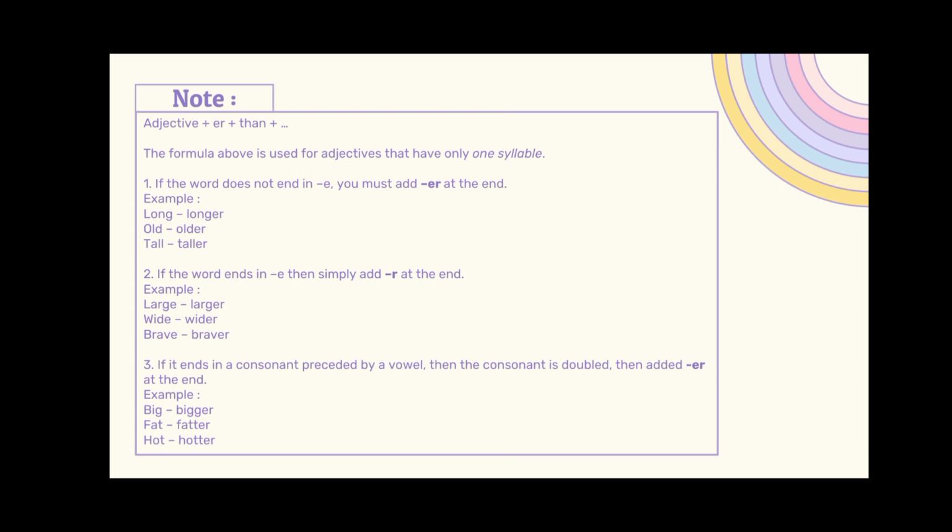2. If the word ends in e, then simply add r at the end. Example: large, larger, wide, wider, brave, braver. 3. If it ends in a consonant preceded by a vowel, then the consonant is doubled, then add er at the end. Example: big, bigger, fat, fatter, hot, hotter.